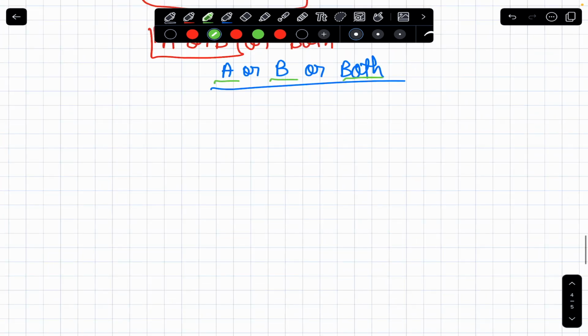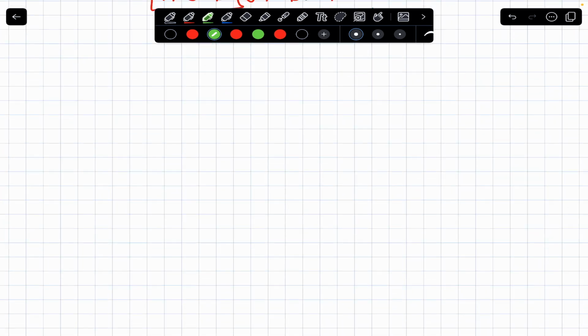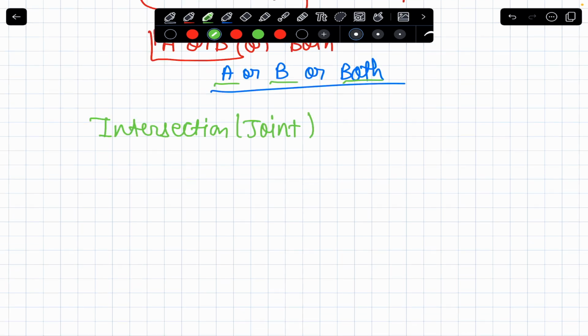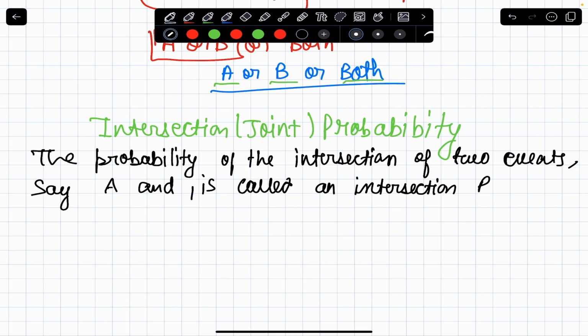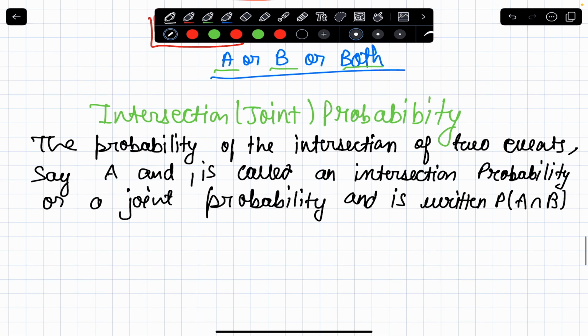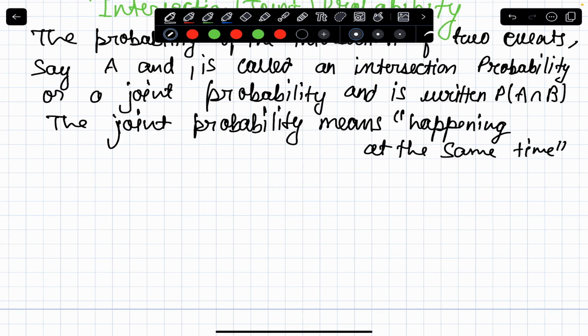Now moving to the next one, which is the joint probability, which is the most used probability in ML. Yes, one of the most important probabilities. So let us understand it. What the joint probability tells us is the probability of the events happening at the same time. We have two events, and what is the probability that both events will happen at the same time?